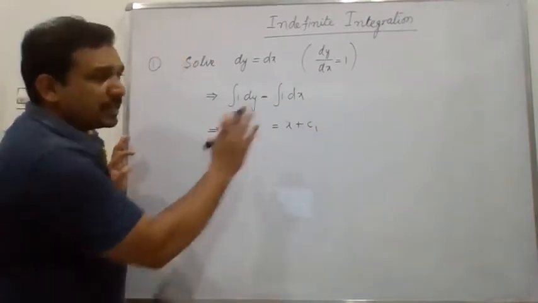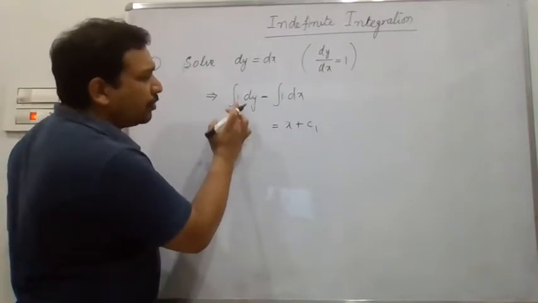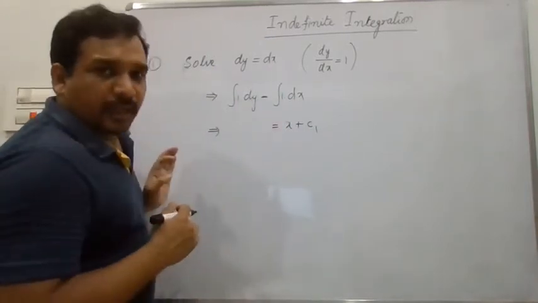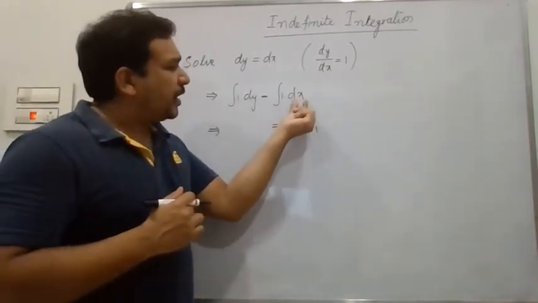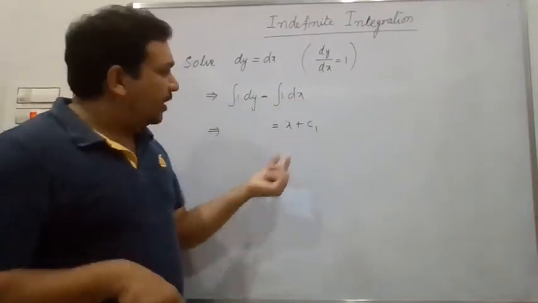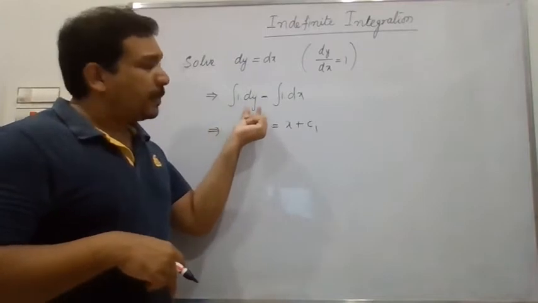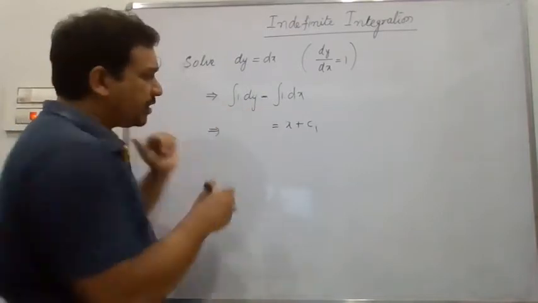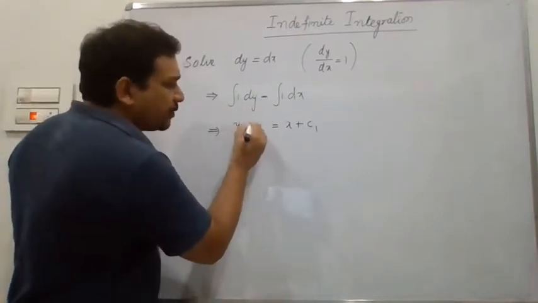Okay. Now what is the similar way? What is the derivative of 1 with respect to y? If integration of 1 with respect to x is x, in the same way, what is the integration of 1 with respect to y? Integration of 1 with respect to y is y plus some constant c2.